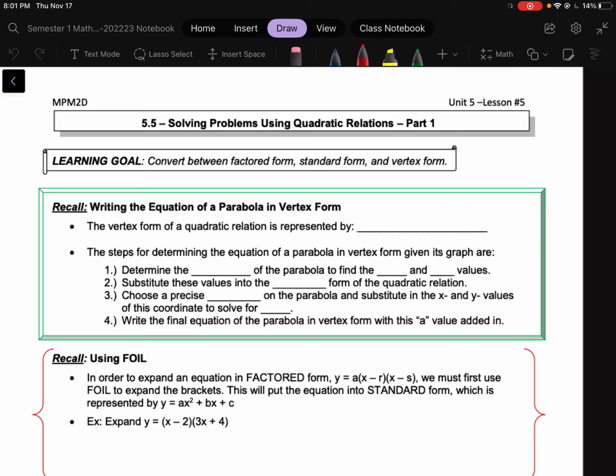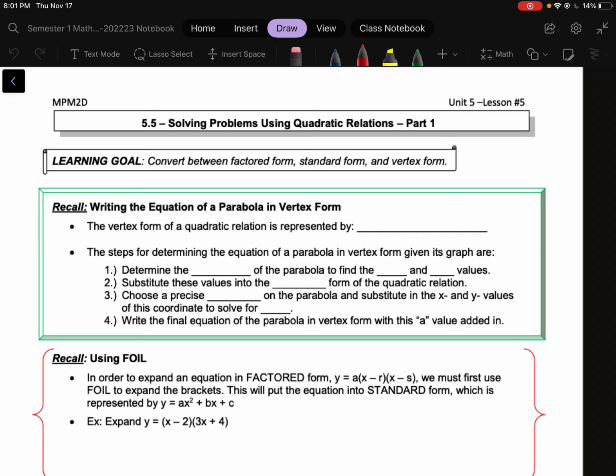So not just giving you a specific question, but going over and beyond, looking at what the question is asking based off of a scenario. So this is part one, and you're going to learn about part two next week. So we're going to be looking at how to convert between factored form, standard form, and vertex form, which is all the different forms that we have looked at already in the past little while.